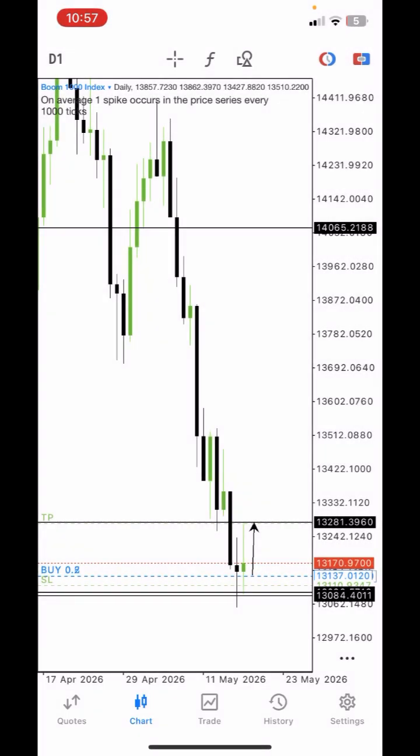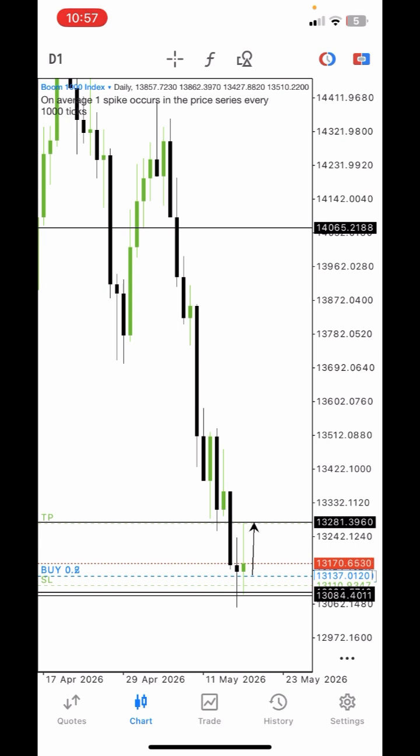Because market structure is more important than the market trend. Yes, market structure is more important than the market trend. I'm not saying market trend is not important. Of course, I apply market trend every day in my analysis, but market structure is king.